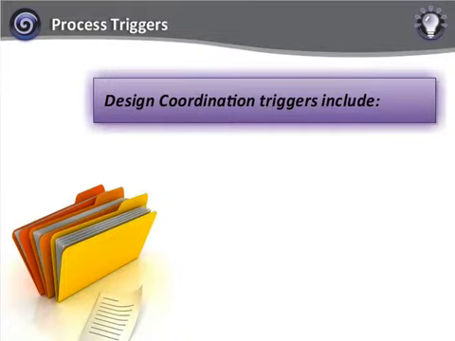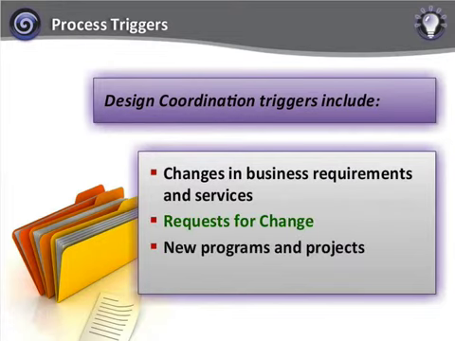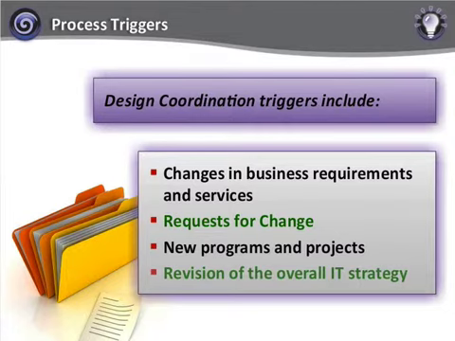Let's start with the process triggers for design coordination. These include changes in business requirements and services, requests for change, new programs and projects, revision of the overall IT strategy. Can you think of any other triggers you'd see in your organization?